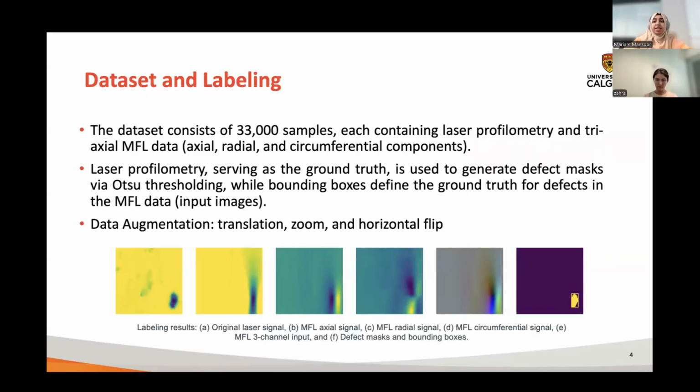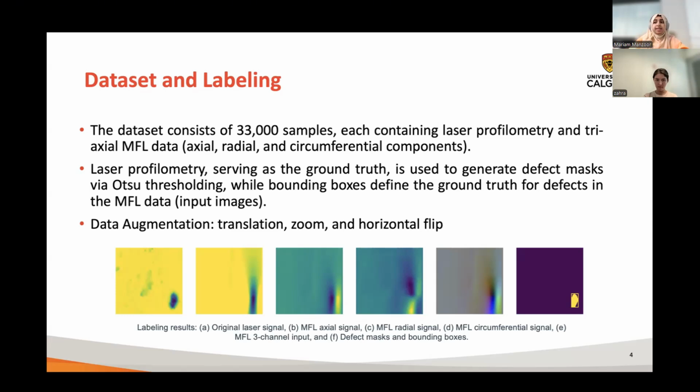We started off with labeling our dataset. Our dataset consists of 33,000 samples, where each sample contains a laser image and triaxial MFL signals. The MFL signal includes a signal in the axial direction, a signal in the radial direction, and a signal in the circumferential direction. To define defects, we use laser data as ground truth, and we generate defect masks and bounding boxes using auto thresholding. We also apply data augmentation techniques such as translation, zoom, and horizontal flip to improve our model's generalization.